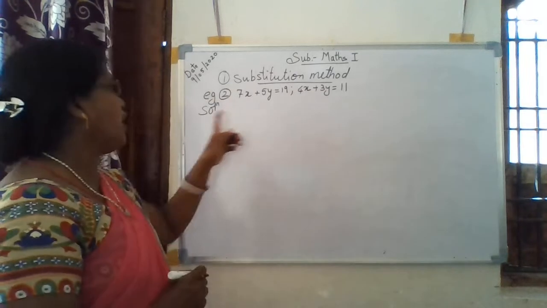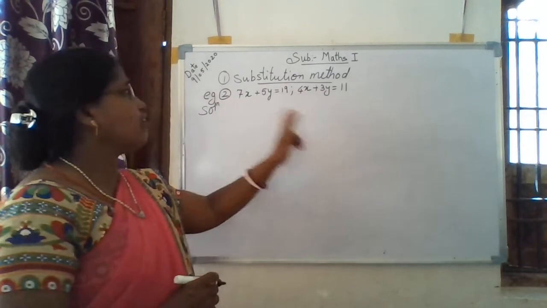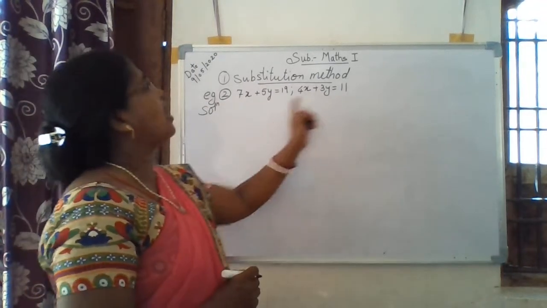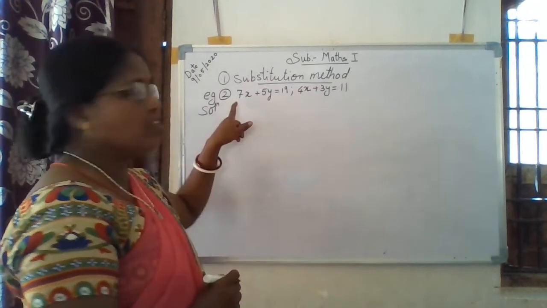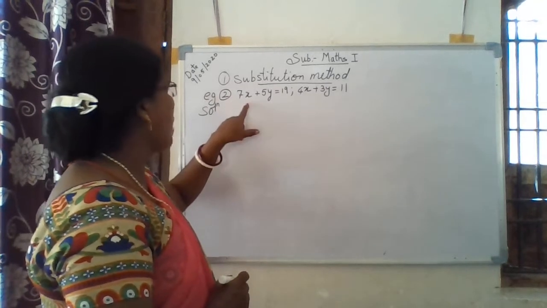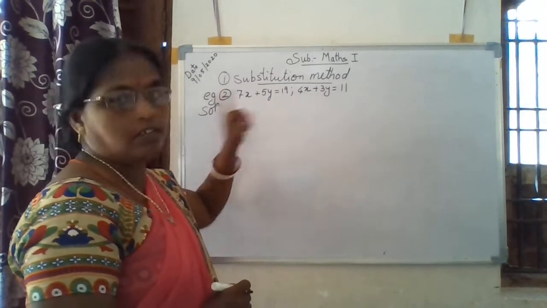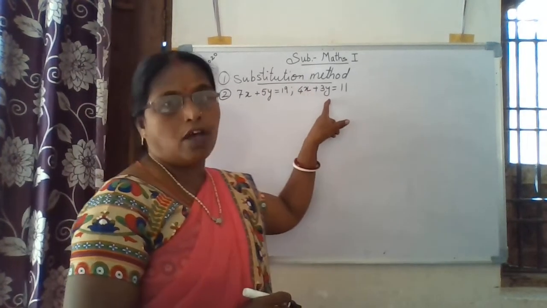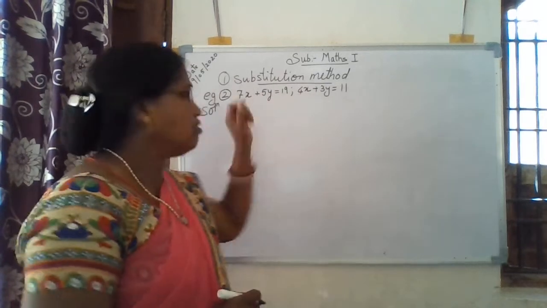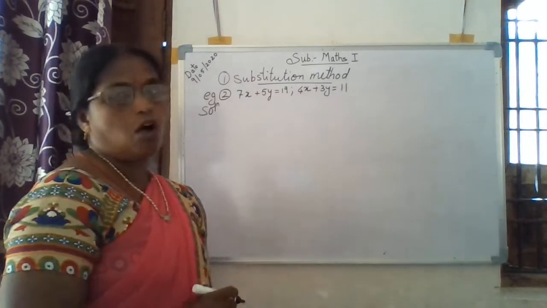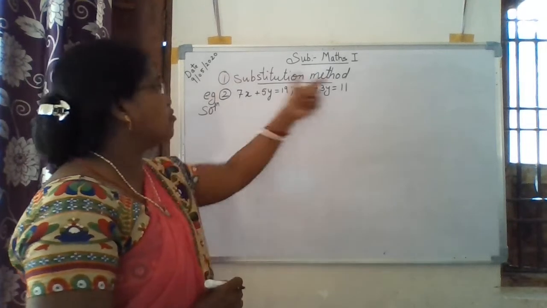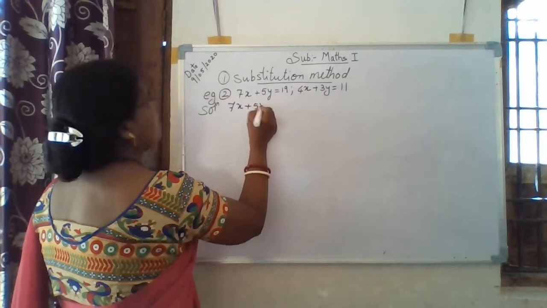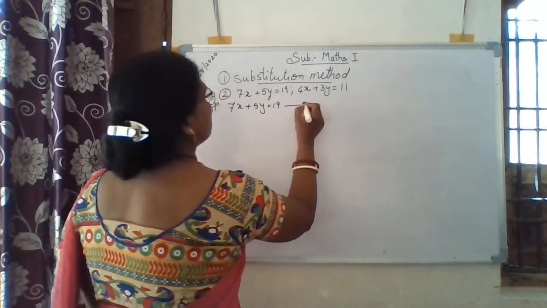Now this is the second example. We'll solve this example by the substitution method again. Now, in equation 1 and equation 2, you can see that neither the x coefficient nor the y coefficient is 1. In this case, for such examples, how can we solve by the substitution method? See, look here. 7x plus 5y equal to 19. This is equation 1.